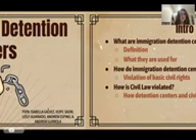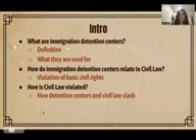Our intro: what are immigration detention centers? Immigration detention is the government's practice of incarcerating people as they go through deportation proceedings to determine whether they will be deported or allowed to remain in the United States. They're basically used to house immigrants, but they're more like a jail.